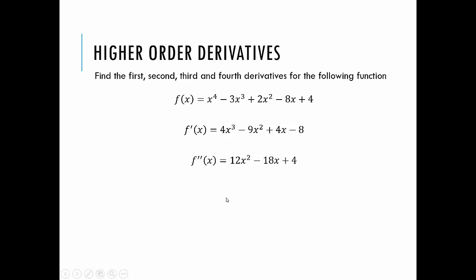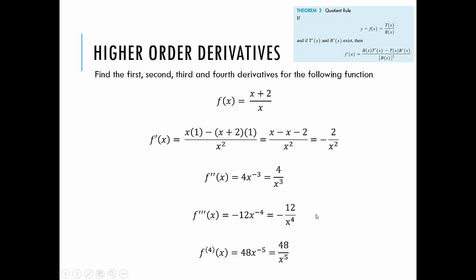Take the derivative again. 3 times 4 is 12. 2 times 9 is 18, and then 4. Take the derivative again. 2 times 12 is 24. 18x is 18. And then finally, the fourth derivative would be just 24, because this, of course, constant goes away. So this is how you would take each individual derivative.